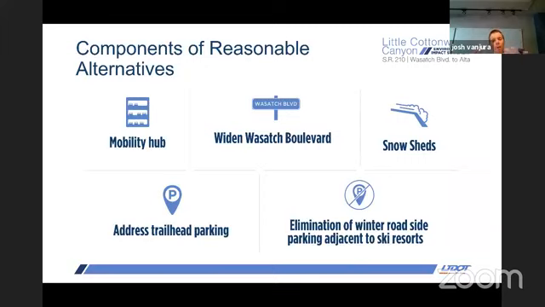And these are the subcomponents I talked about. I mentioned them a little bit, but let's go into a little more detail on each of these 5 components. And again, these are each represented in all 3 of the primary reasonable alternatives, with the exception of snow sheds. Snow sheds only apply to the 2 bus options. And we'll talk more about that in a minute.